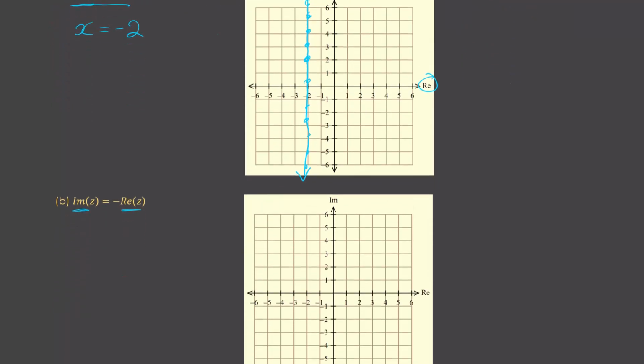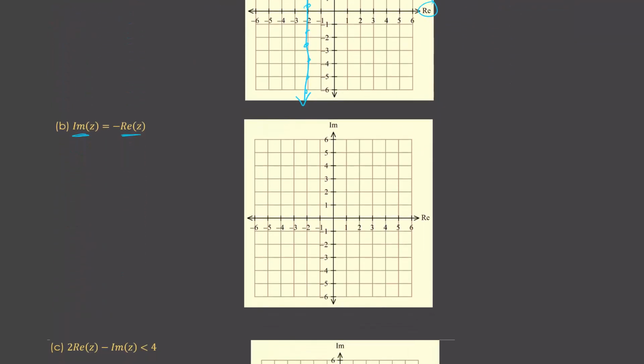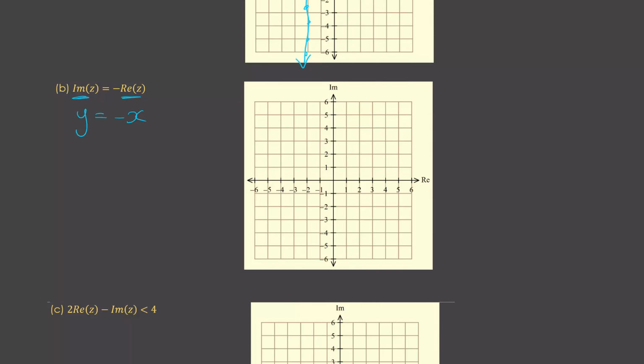So for the next one, we can just say Im(z) is y and negative Re(z) is -x. So it's just the line y equals -x. And we know what that looks like. So it's just going to go diagonally like this through the corners of each of those squares. And any point you take on here, for example, here we have -3 plus 3i, the negative of the real part is equal to the imaginary part.